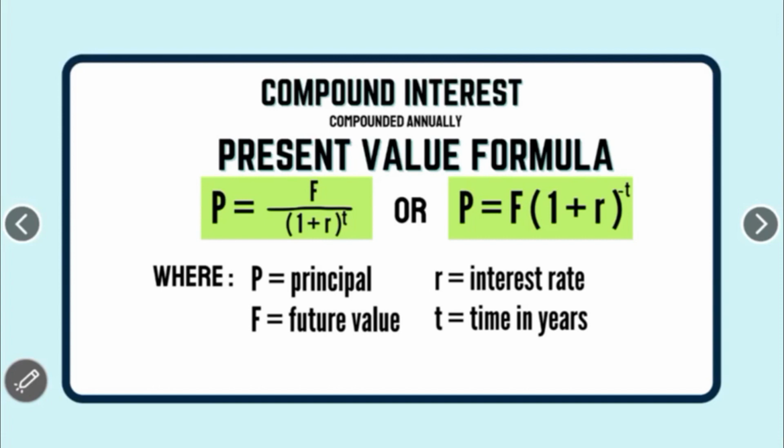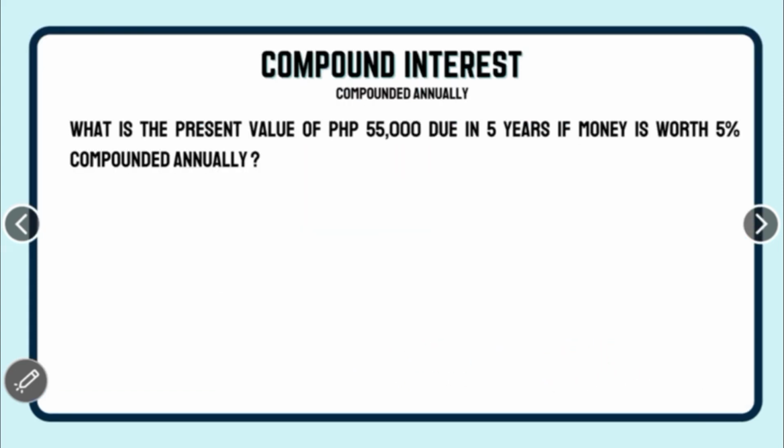Next, we have the formula for present value. As we can see, there are two formulas. So P is equal to F over 1 plus R raised to T, or P is equal to F times the quantity of 1 plus R raised to negative T, where P is the principal, F is the future value, R is the interest rate, and T is the time in years. So let's proceed to the examples for you to understand.